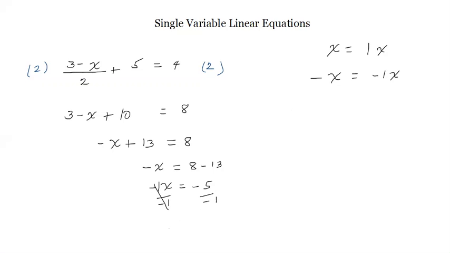So these cancel, and I'm left with just x. Minus 5 divided by minus 1 is a positive 5. And so I find a value for x, which is what I'm looking for. Okay? That's what I'm looking for. Very good. Let's move on.